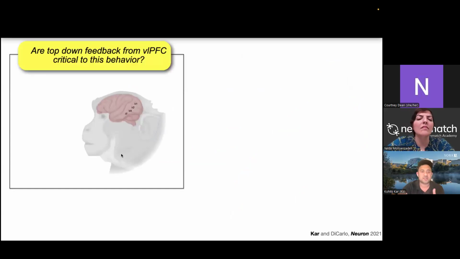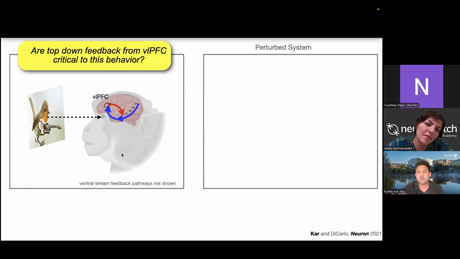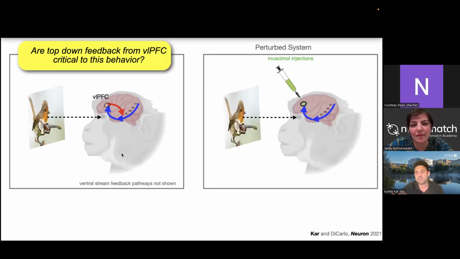So the idea is: is top-down feedback from VLPFC critical to this behavior? You show an image, the image gets processed through the entire brain, the ventral pathway, goes to the PFC, and comes back to IT. Let's say this is the default scenario. Now we perturb the system using muscimol injection. Maybe some of the feedback from PFC to IT is reduced.